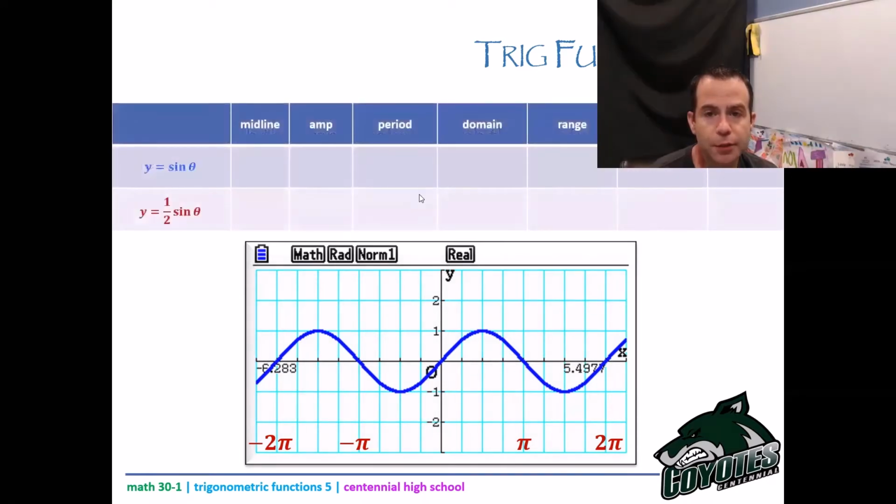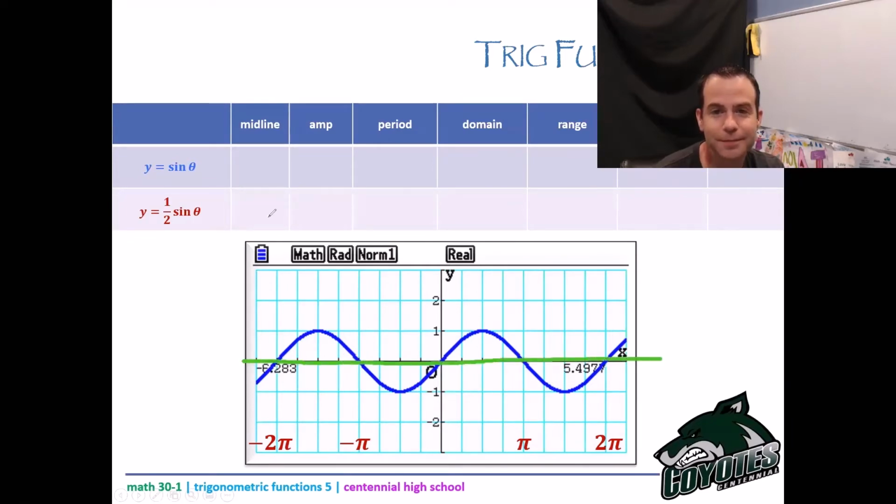First thing we want to do is fill in this information for just that base guy, y equals sine of x. So the amplitude here is 1, okay? Sorry, the midline, I was talking about the amplitude. The midline is at y equals 0 right here. That's the line in the middle. The amplitude is 1, because from the midline, I'm going up 1, or I'm going down 1.